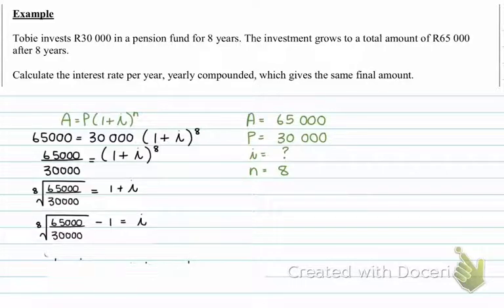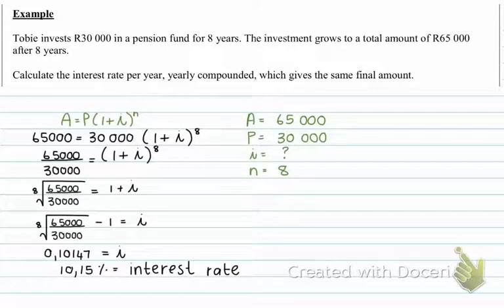And now only you can put that into your calculator and write down a decimal, but keep at least 5 decimals after the comma. Okay, and we know that interest is always out of 100, so if you multiply that with 100 and you round off your final answer to 2 decimals, you will get that the interest rate is 10.15%.